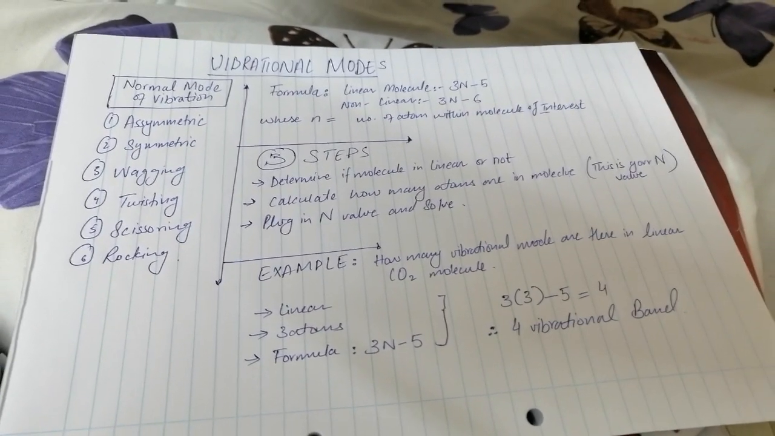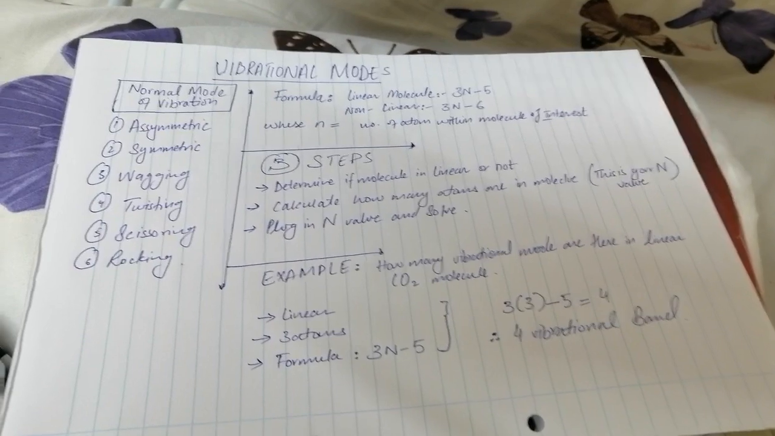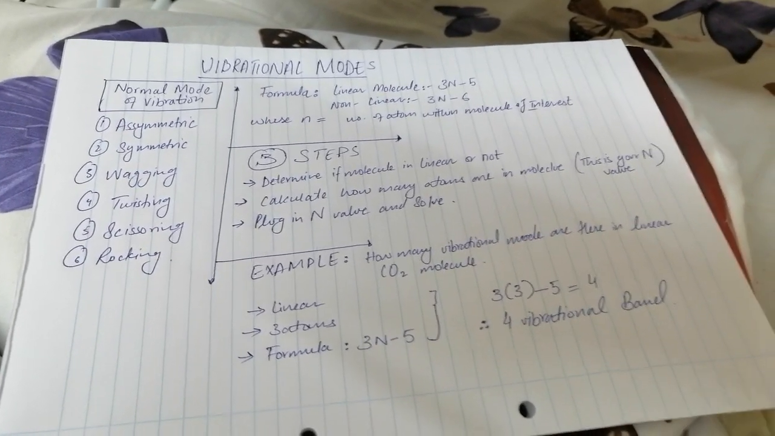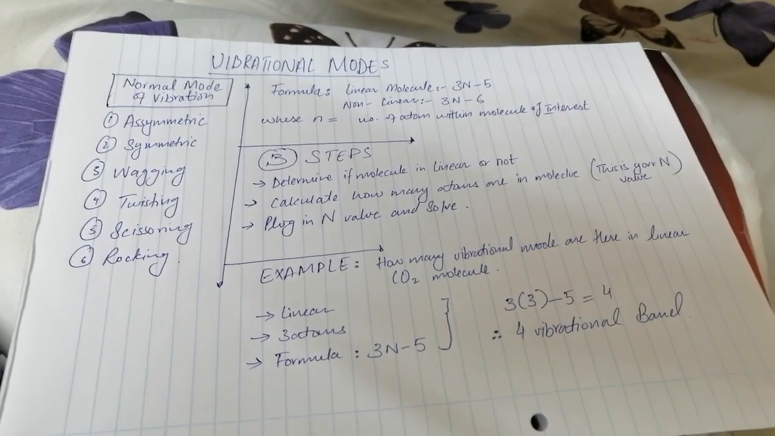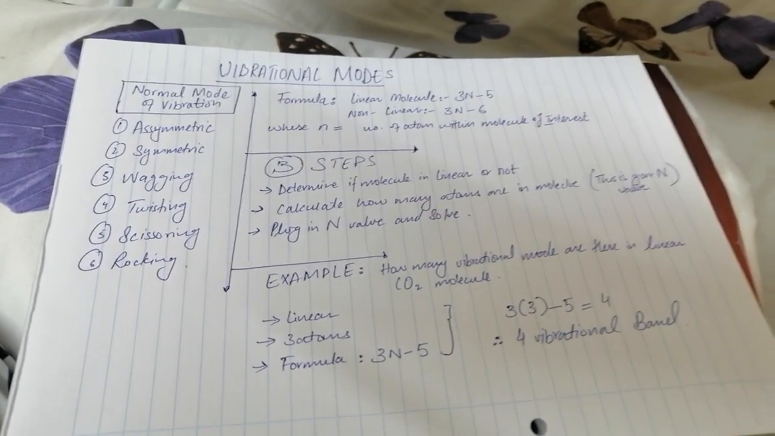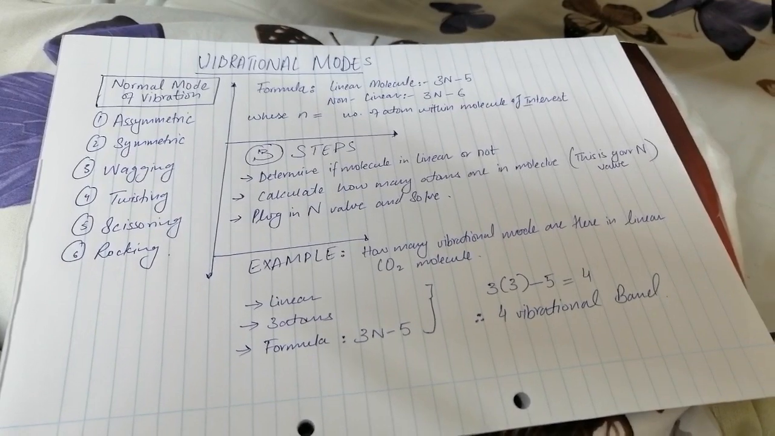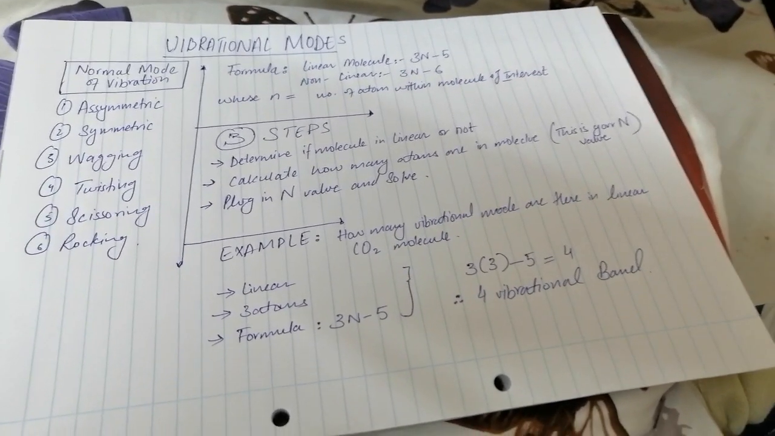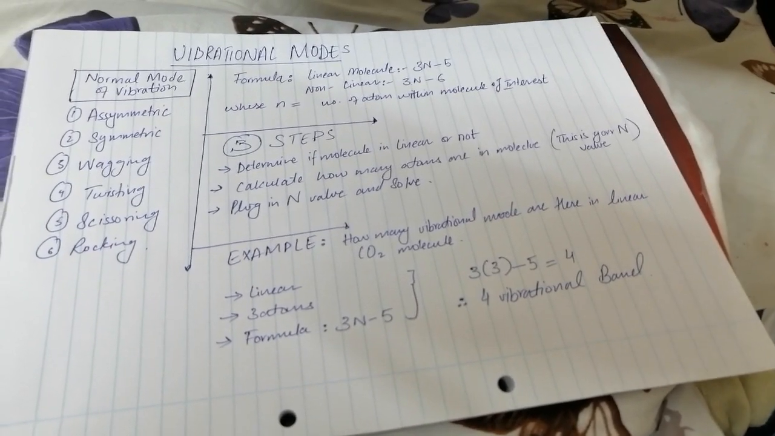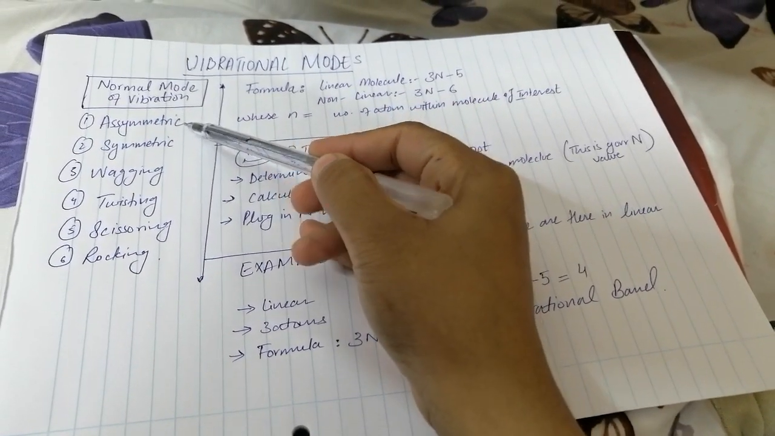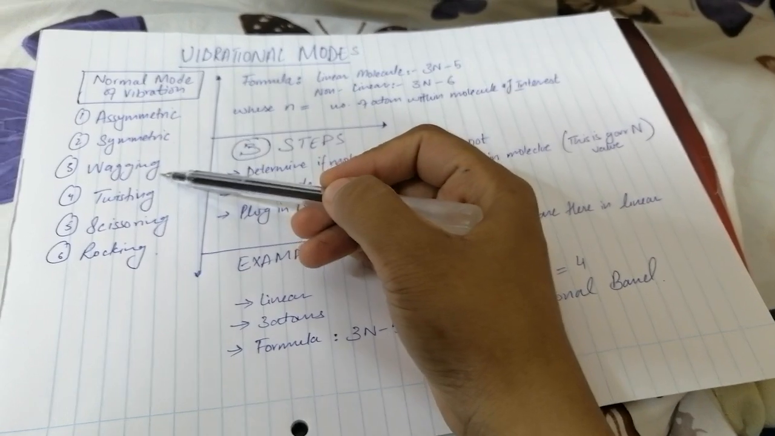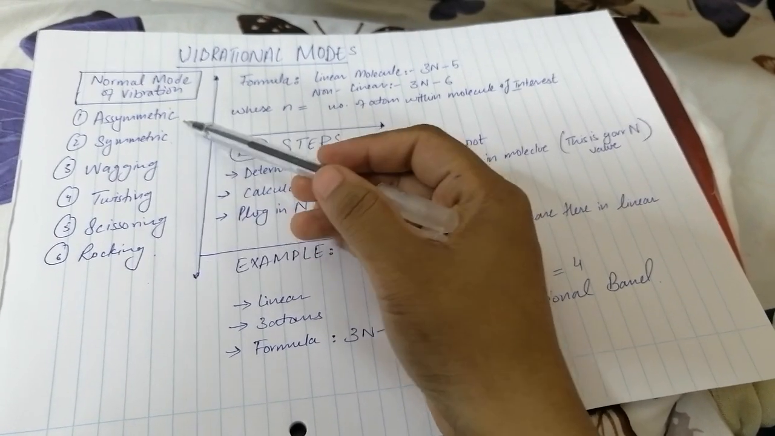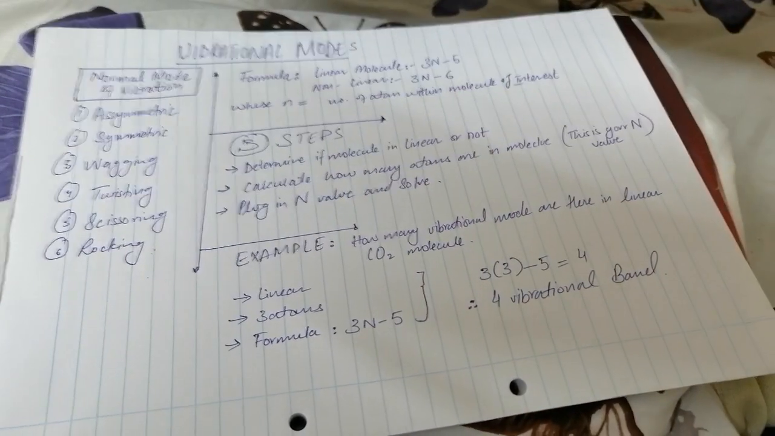You can take an example of linear molecules like O2 or N2. However, unsymmetric diatomic molecules do absorb in the IR spectra. We're going to look at these in detail later. Right, so for now, the normal modes of vibration are asymmetric vibration, symmetric vibration, wagging, twisting, scissoring, and rocking. So these are the 6 normal modes of vibration.